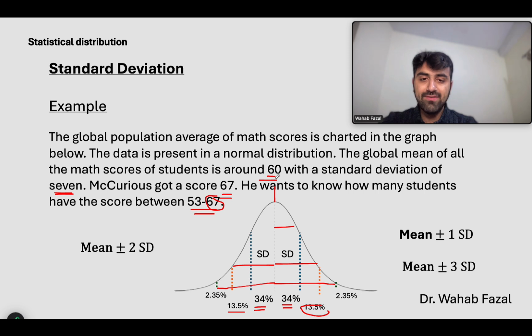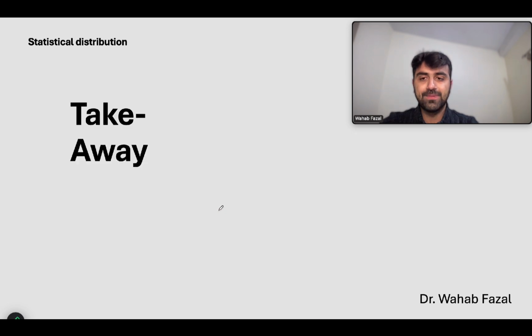If you minus 7 from 60, you go somewhere around here, that's 53, right? You minus one standard deviation from 60, which is here, and you get another 34% of the data. So how many students have a score between 53 and 67? Exactly, 68%, because that's exactly one standard deviation in the forward direction and one standard deviation in the backward direction. So therefore you have 68% of medical students from 53 to 67.